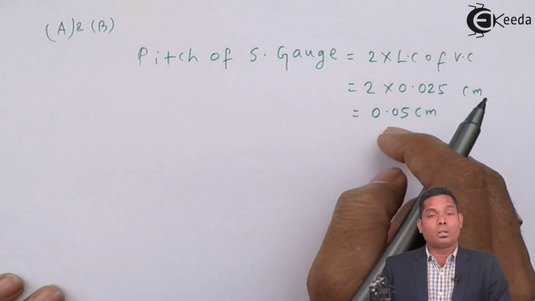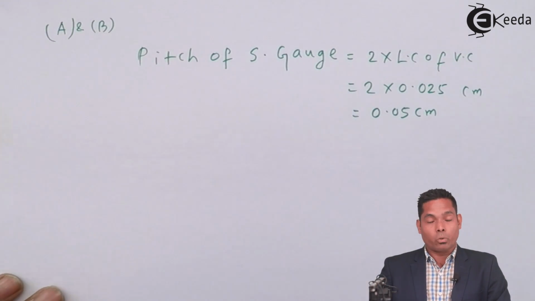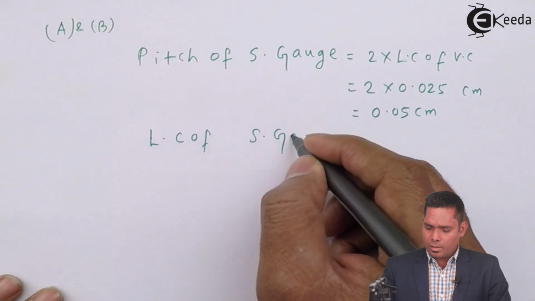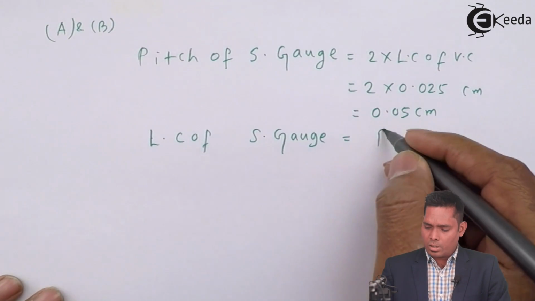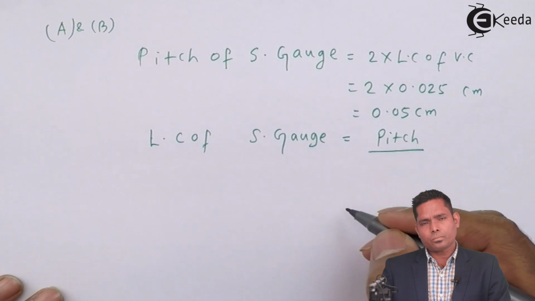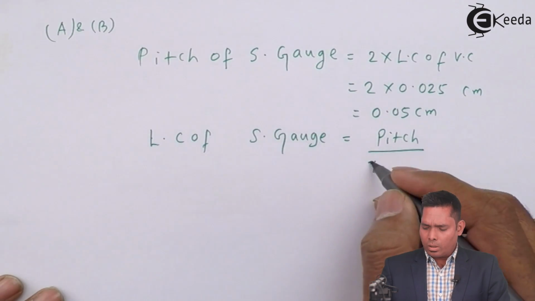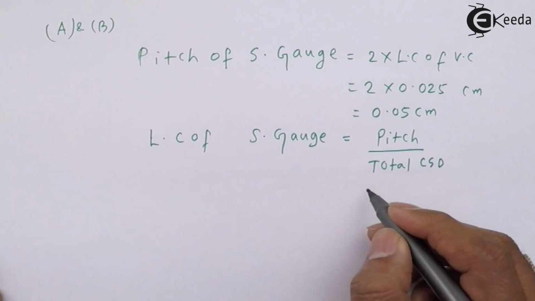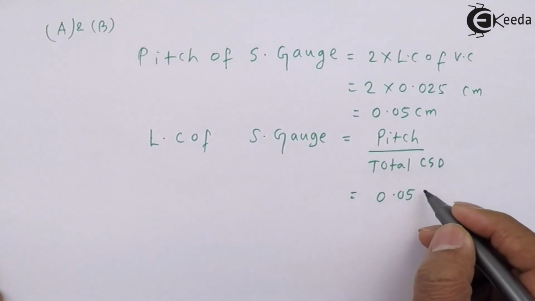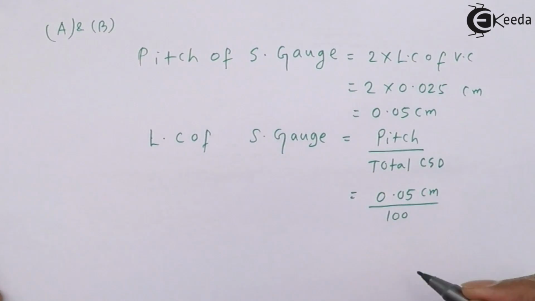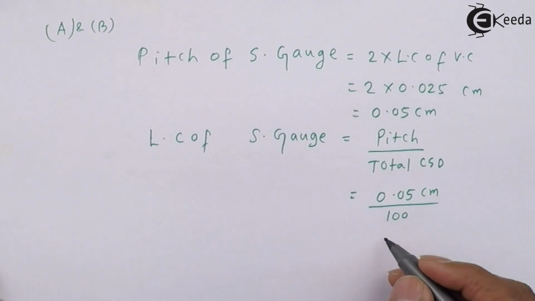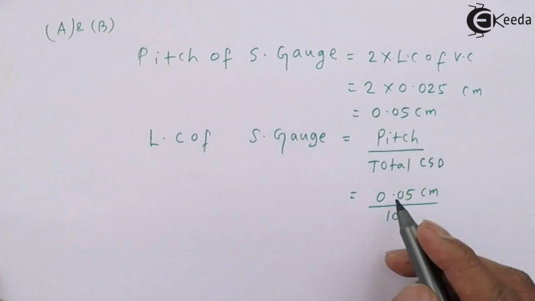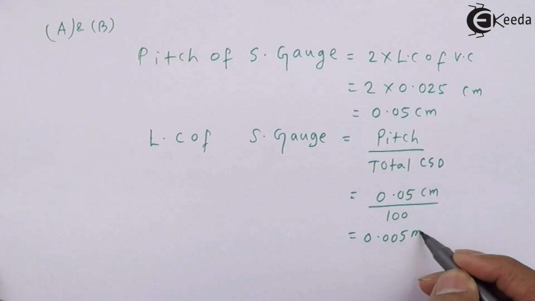So this is the pitch of the screw gauge. Then what is the least count? The least count of the screw gauge is obviously the pitch divided by the total circular scale divisions. Pitch we got as 0.05 centimeter divided by total divisions 100. In millimeter I will write, because if I multiply by 10, this is 0.005 millimeter.